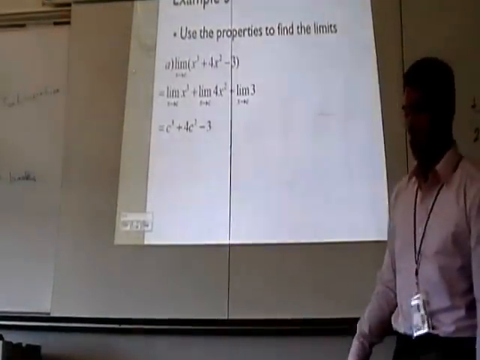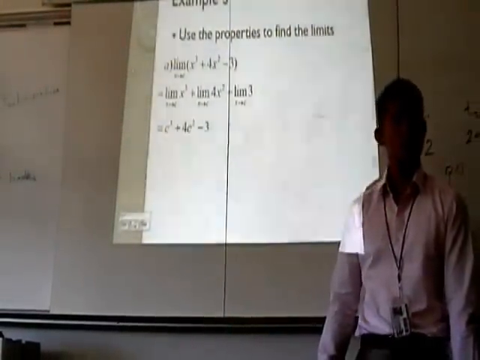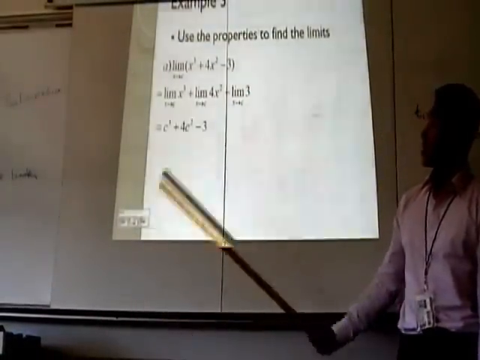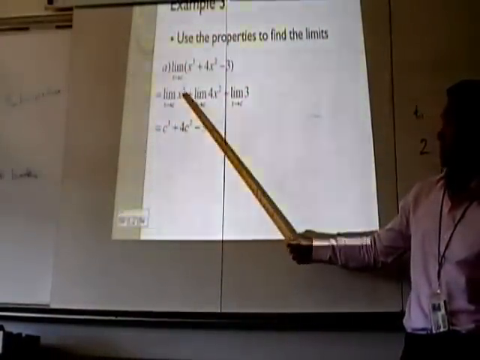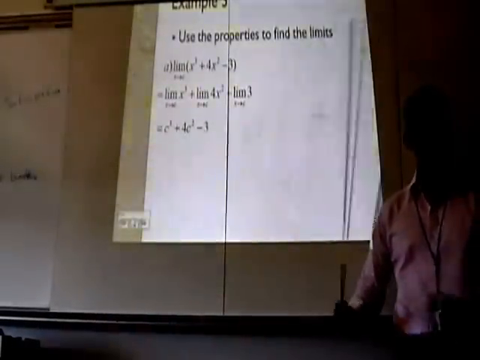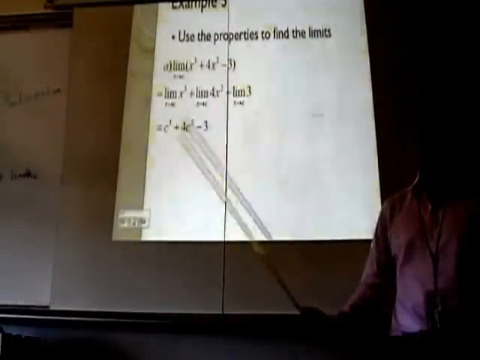All right, any questions there? So why did the limit change to c? Because as x approaches c, we take c and actually plug it into the x. So as x approaches some number, we take that number and plug it in.